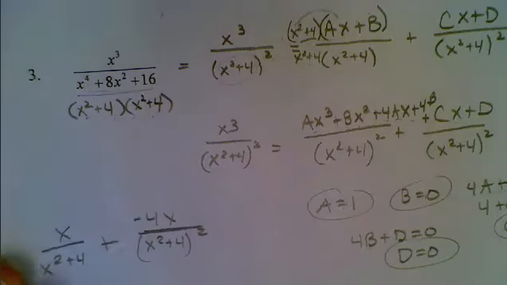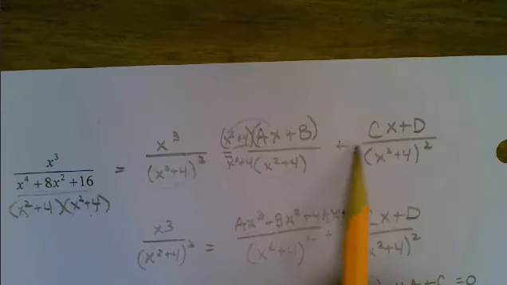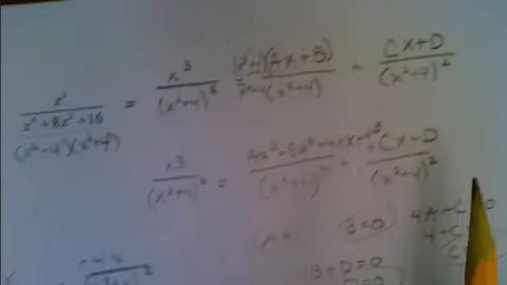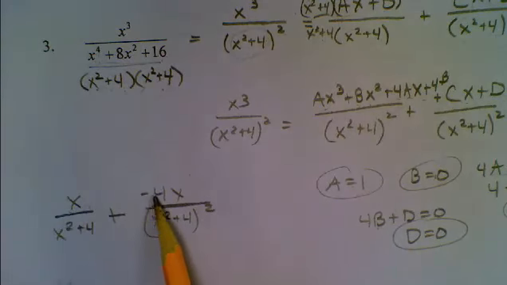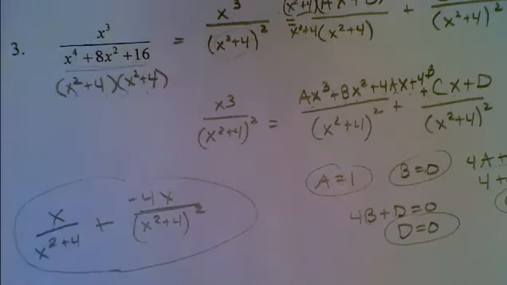So when you have zeros, it just means that you go back up to here and that just becomes a 0. So when b and d were 0, that just meant I had ax plus 0, and over here I had cx plus 0. So there's my final answer of that one.